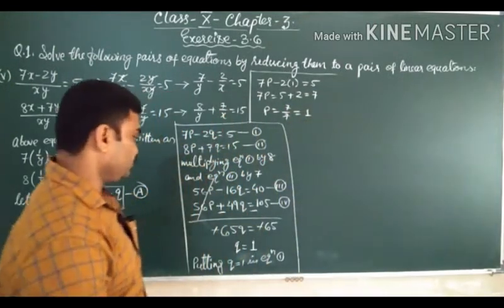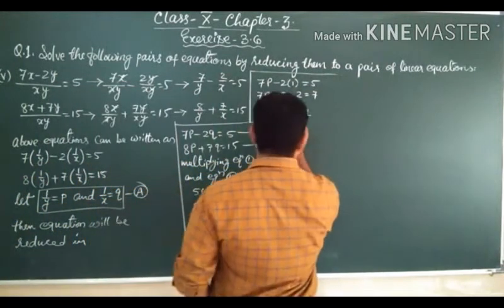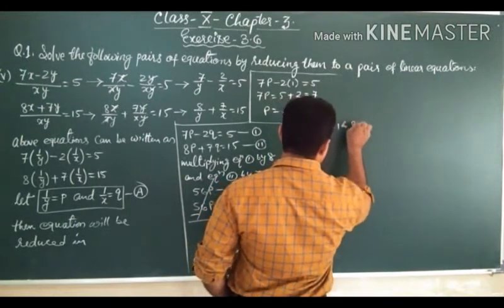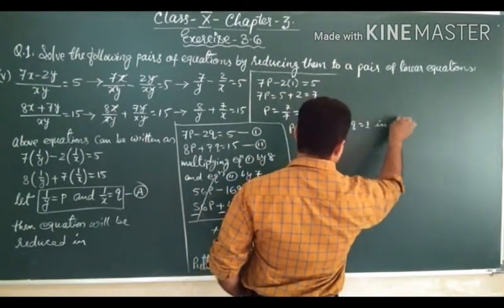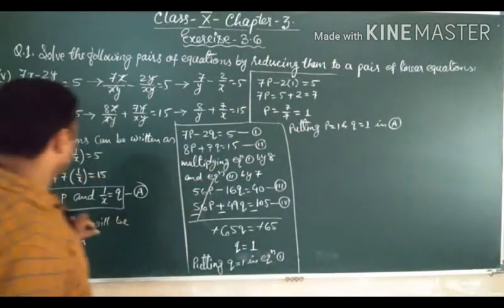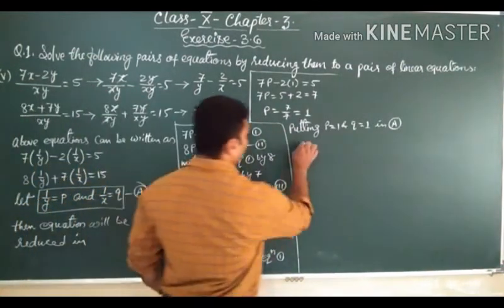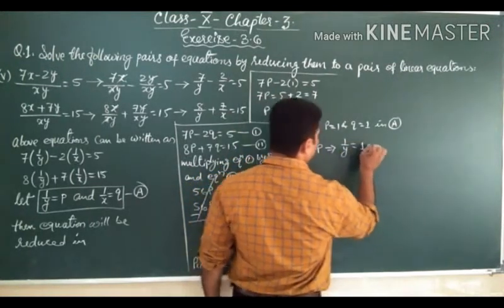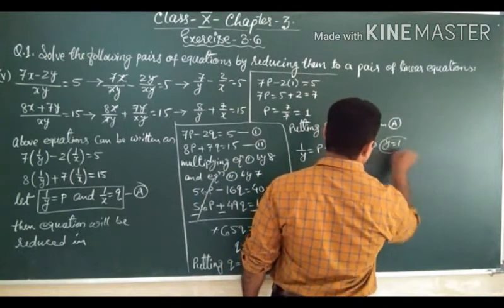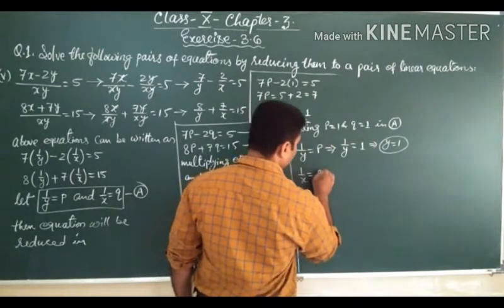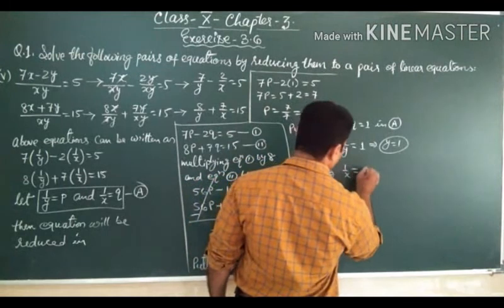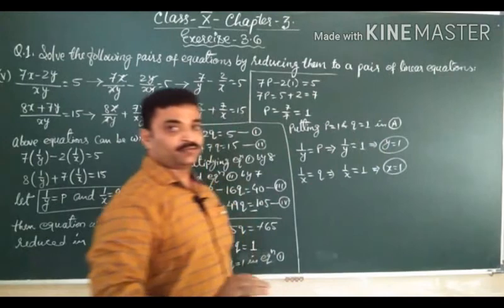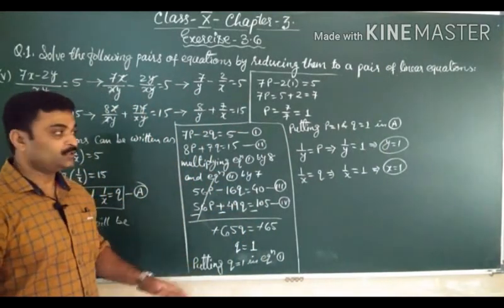Now we have p and q. Now putting p = 1 and q = 1 in A. So what is A? 1/y is equal to p. This implies 1/y = 1, which implies y = 1. And 1/x is equal to q. This implies 1/x = 1, then x = 1. So x = 1 and y = 1 is the answer of this question. Okay, you can note it down.